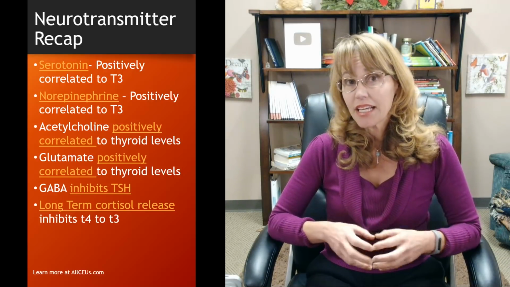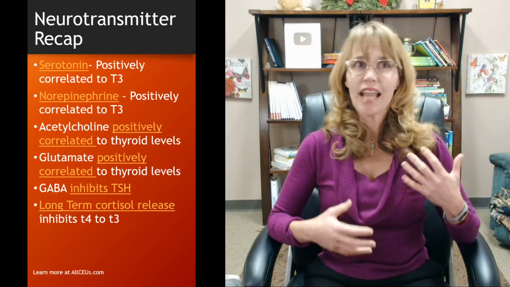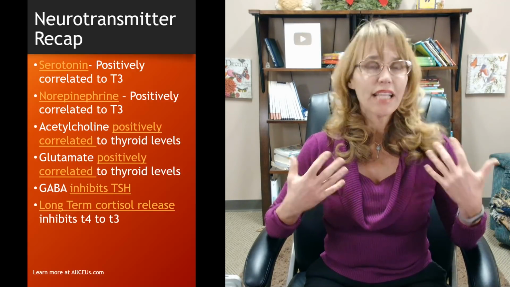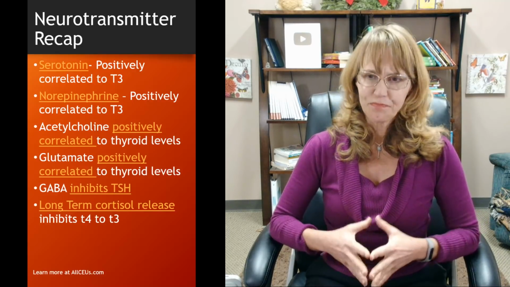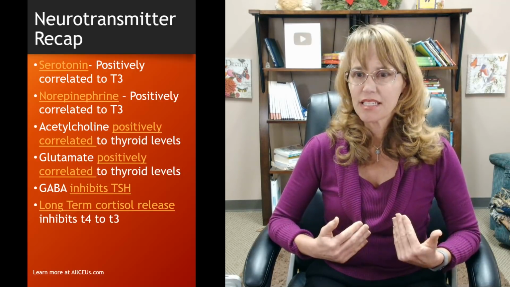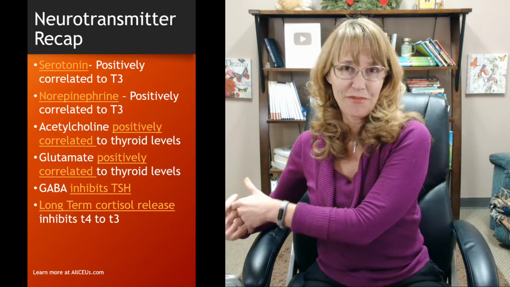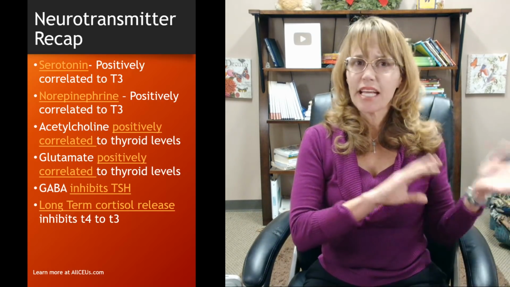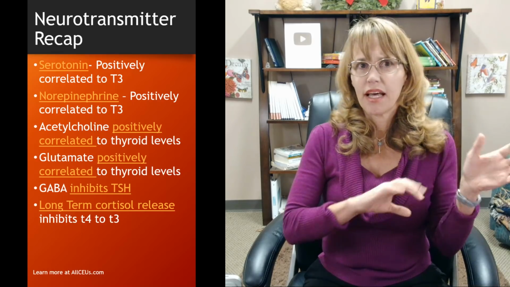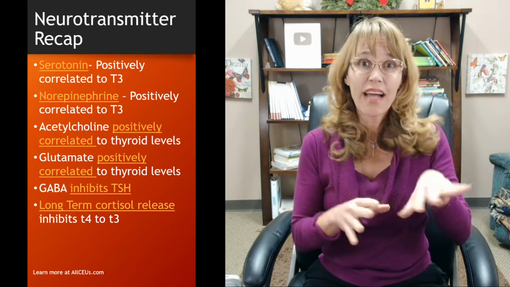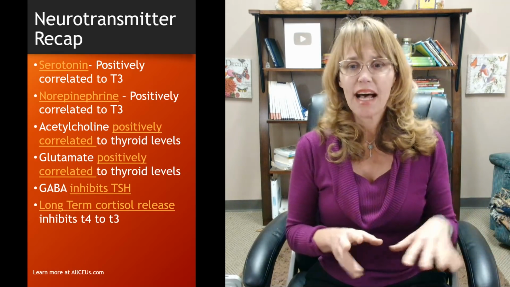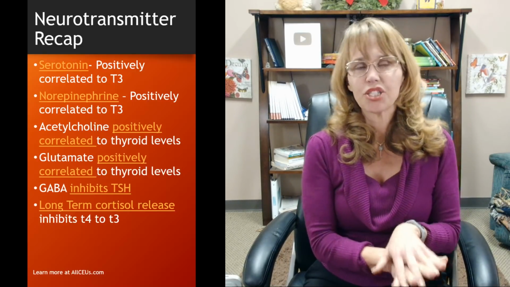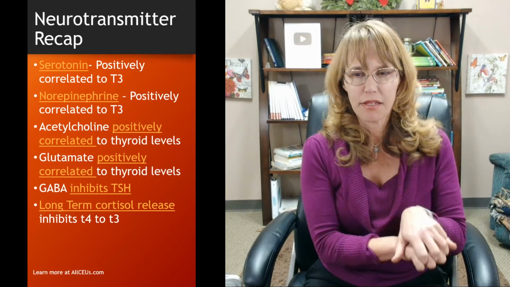GABA is your body's natural Valium, if you will. It's your main relaxation neurotransmitter. It inhibits thyroid stimulating hormone. So when the threat has passed, when it's time for the HPA axis and the HPT axis to wind down, GABA helps inhibit the release of TSH and promote the relaxation response.